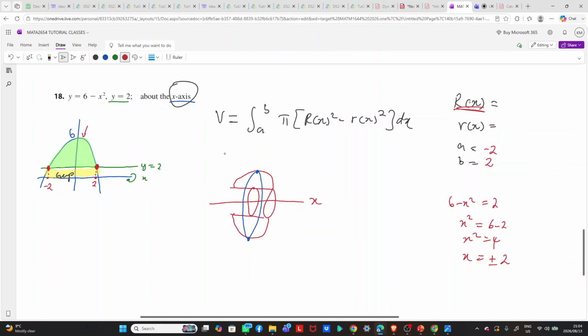So then you know your big R of x is defined by 6 minus x squared. And your small r of x is just going to be defined by 2. The line y equals 2, so it's just 2. So therefore, you say now your volume is the integral from minus 2 to 2 of pi into (6 minus x squared) raised to the power 2 minus 2 raised to the power 2 dx.